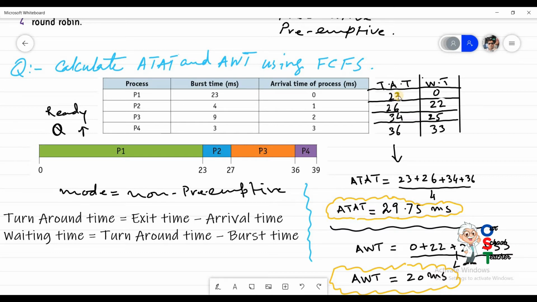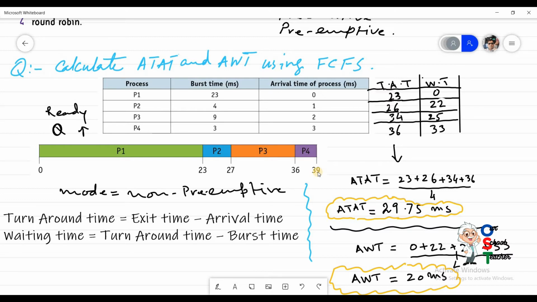Similarly, for second process P2, exit time is 27 and arrival time is 1. So 27 minus 1, that is equal to 26. Similarly, for P3, exit time is 36 and arrival time is 2. So it will become 34. Similarly, for P4, the exit time is 39 and arrival time is 3. So turnaround time would be 36.